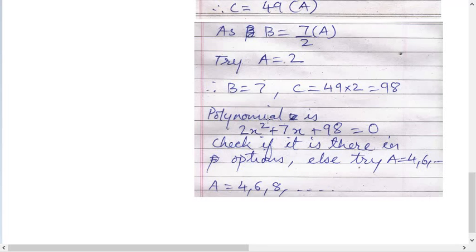Check if this answer is there in the options. Mostly, 99% it will be there. But if it is not there, then you will have to go on trying A equals 2, then 4. You can't try 3. You have to try even numbers only because there is a 2 over here. So 2, 4, 6, 8 you can go on trying, but mostly with 2 only you will get the answer.